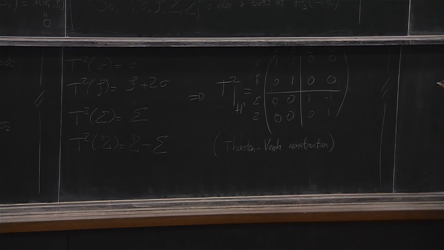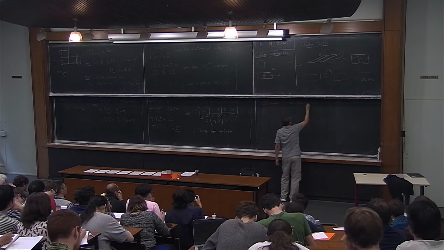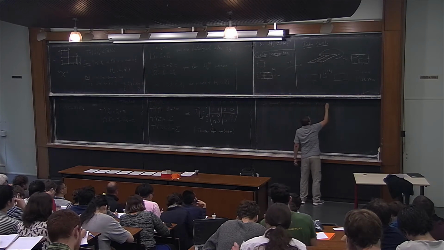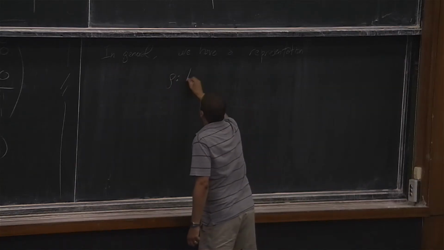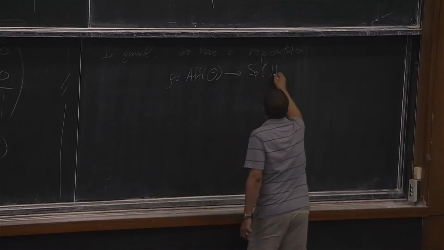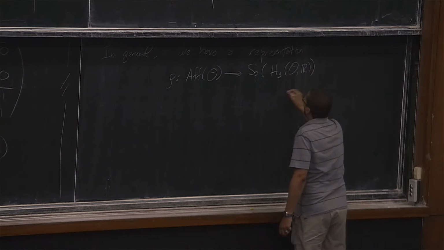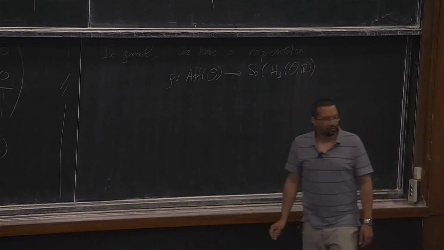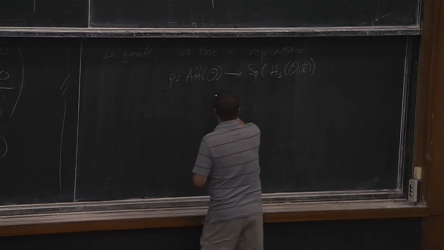So this example generalizes. The point is that in general, we have a representation rho from the affine group of homeomorphisms of an origami into the symplectic group of symplectic automorphisms of the homology, symplectic with respect to the intersection form. So this is the point. So this is the action on homology.